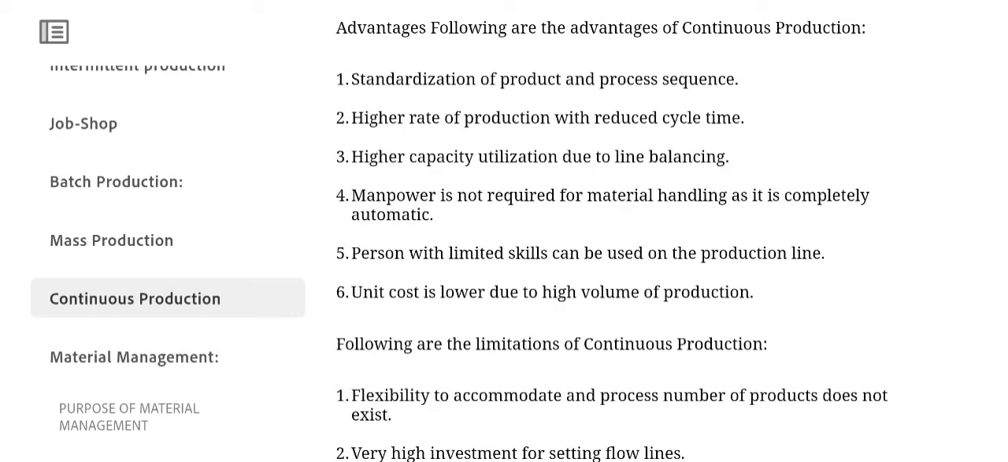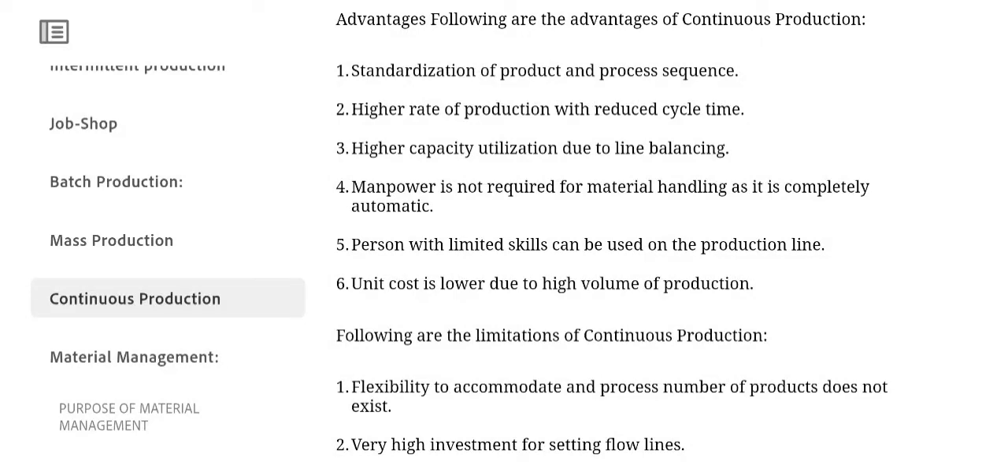This is similar to mass production. Manpower is not required for material handling as it is completely automatic. After that, a person with limited skill can be used on the production line. Why? Because the person only needs to see that everything is going on and everything is okay. That person doesn't have to do any kind of things. If something goes wrong, the person needs to call the manager, so that the manager can easily do all the changes.